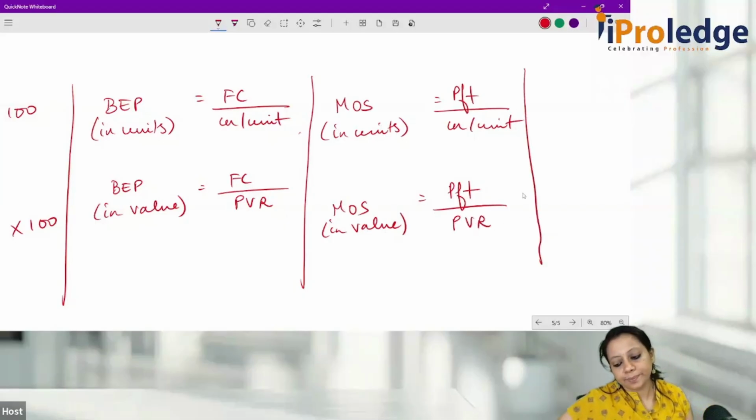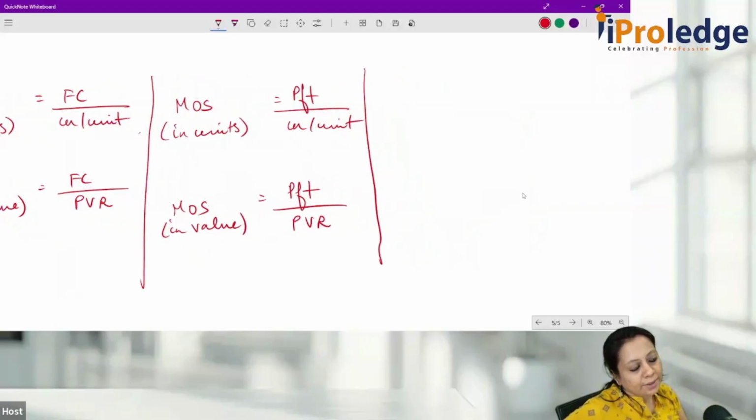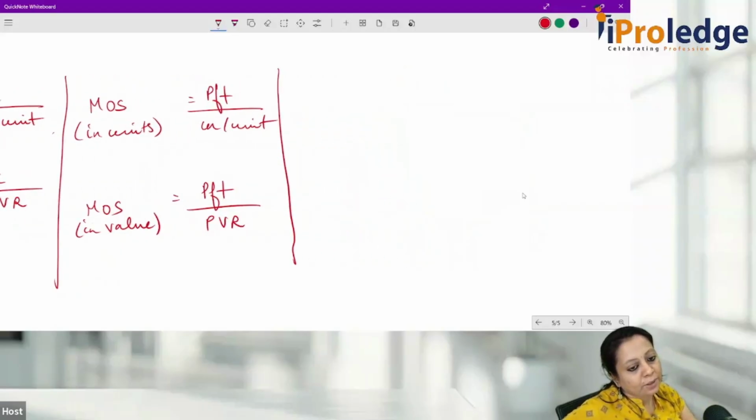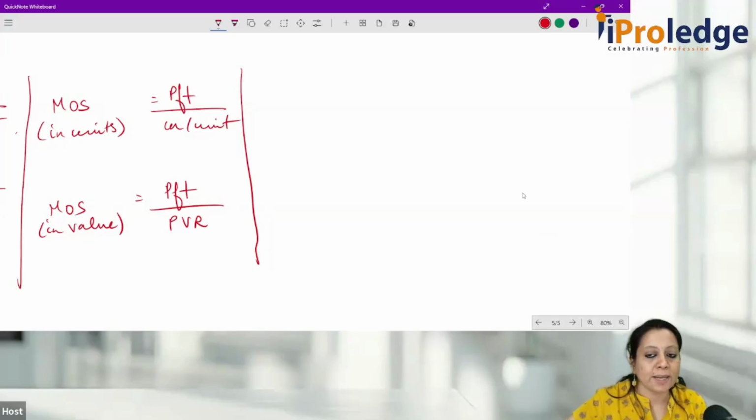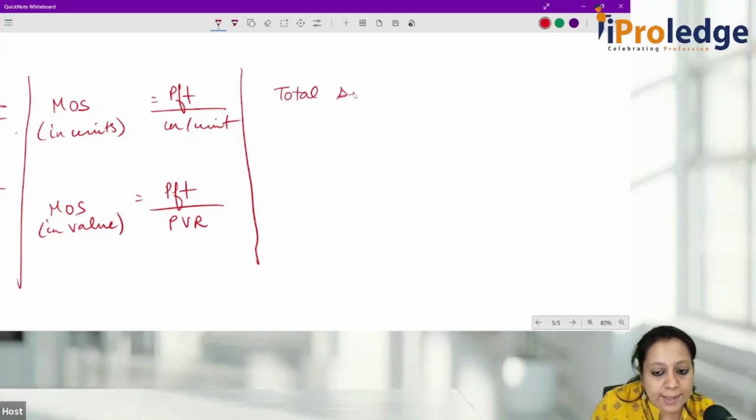And then I would like to say here, cash break-even point also you can include in your checklist. We have subtracted depreciation. There is one question in the textbook on cash break-even point: fixed cost minus depreciation. I hope you all remember. So please write that down in your checklist. Total sales is equal to BEP sales plus MOS sales.